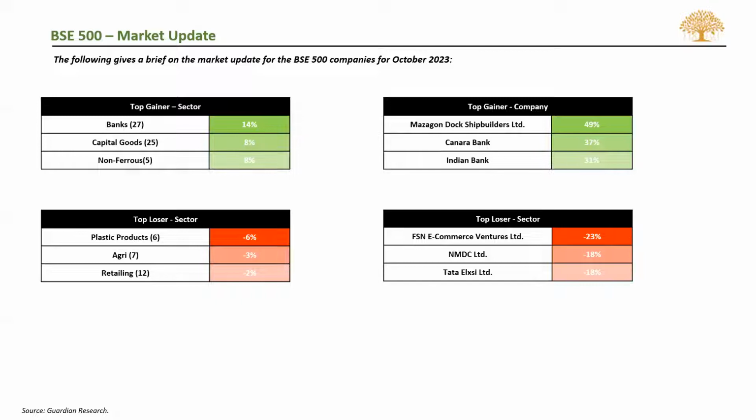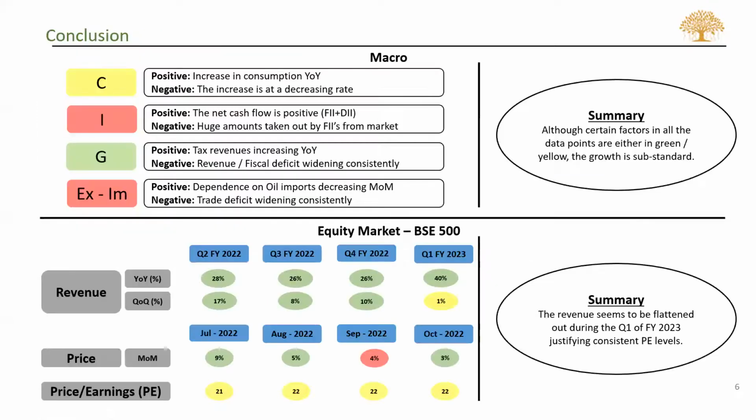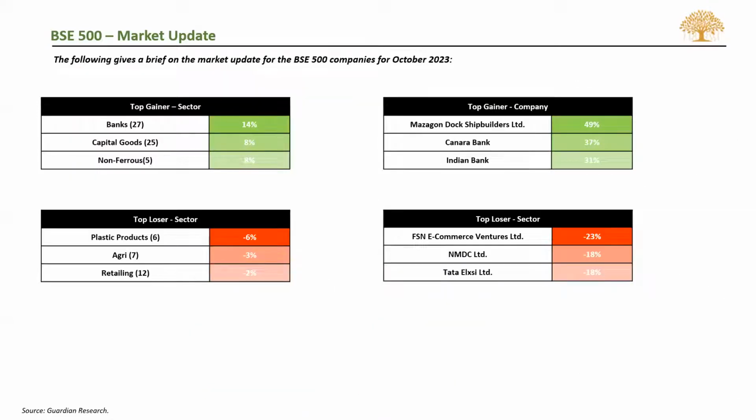Top gaining sectors are banks, about 27 banks over here, and that's about a 14% gain. Capital goods, 8% gain, and non-ferrous about 8%. The biggest loser would be plastics, then agri, and then retail. Go back there. Anything on the company side?